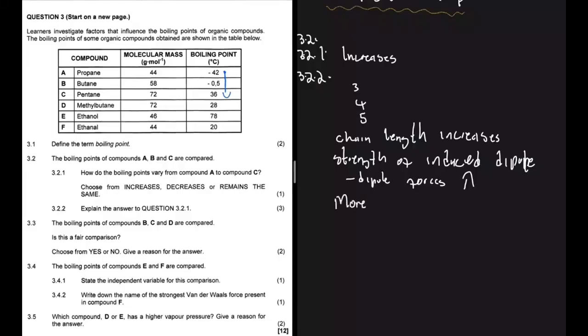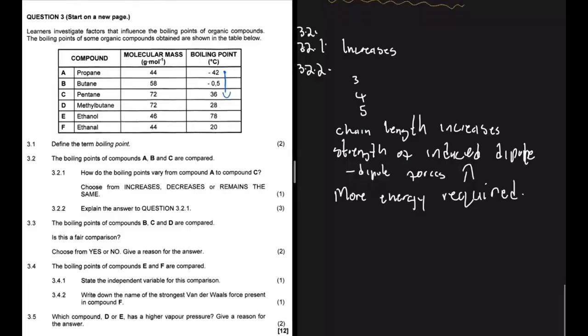More energy required to overcome the forces. I'm just gonna leave it like this for the sake of time, but you have to write it in full when you sit for your exam.